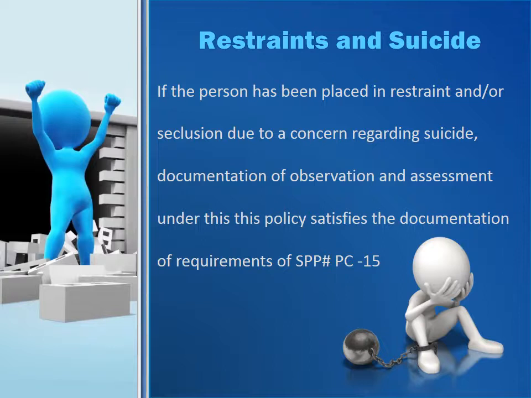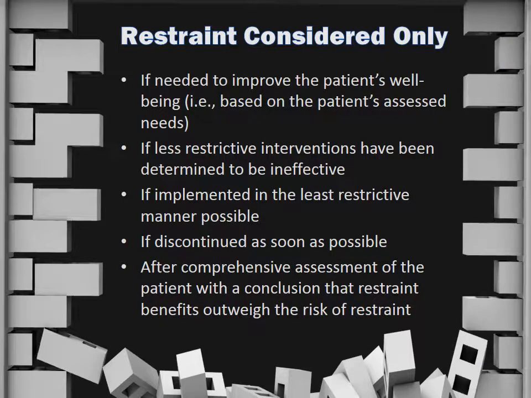But everything that we've done in Cerner for the electronic charting does meet the requirements for the documentation on these patients. A restraint is considered only if needed to improve the patient's well-being. So this means there is not a set type of patient that will always receive a restraint. This is not true. And of course, everyone probably thinks, well, every intubated patient gets restraints. This is not true either.